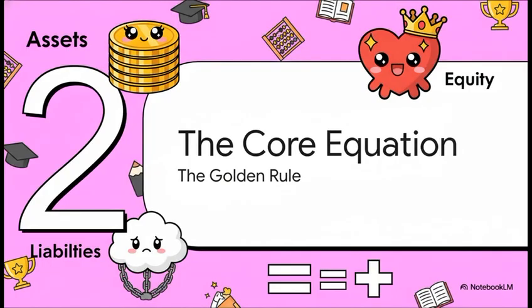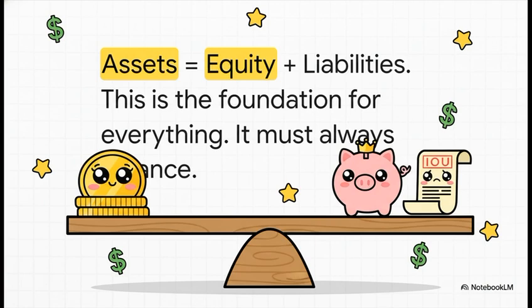Okay, so now you know the 5 core ingredients. Let's take the first 3, assets, liabilities, and equity, and build the single most important formula in all of accounting. I'm not kidding, this is the golden rule you need for your test. There it is. Assets equals equity plus liabilities.